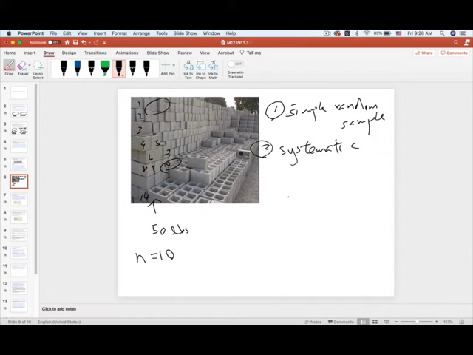Is it a good sampling method? No, right? Because again, if I want to take out this one, I have to move out the concrete boards on the top of it. Again, it's really heavy. So this is not a good method either. So what can you do?